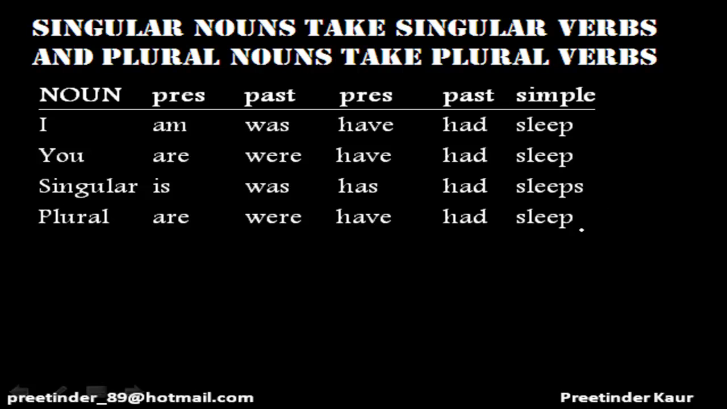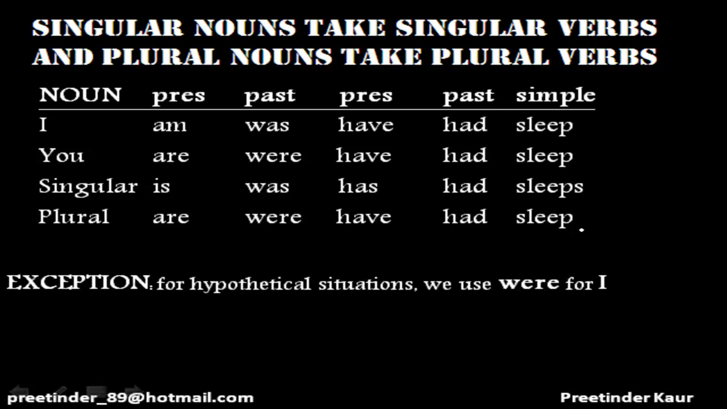Let's go ahead and discuss the next point. There is one exception to the rule, however, that is for hypothetical situations only, where we can use were instead of this one. We can use if I were a president, and then so on and so forth. The sentence will continue just for hypothetical situations which have not taken place, but which could have taken place. Again, they have not taken place. So we can use were for I and for singular nouns as well.